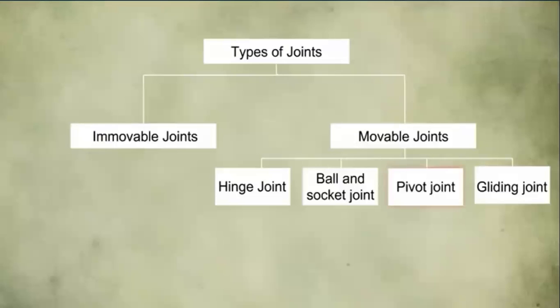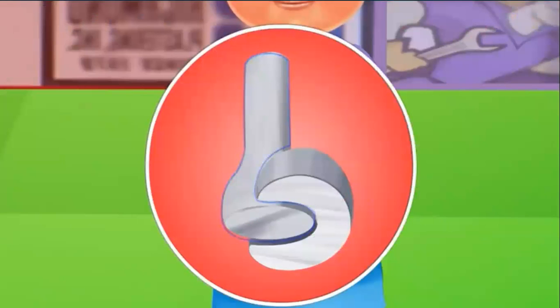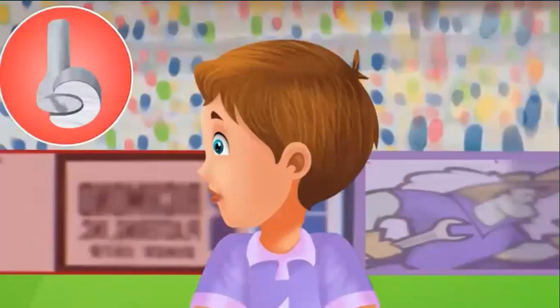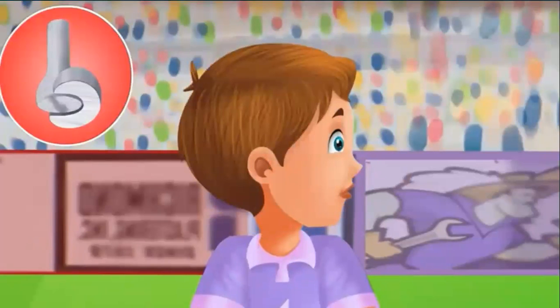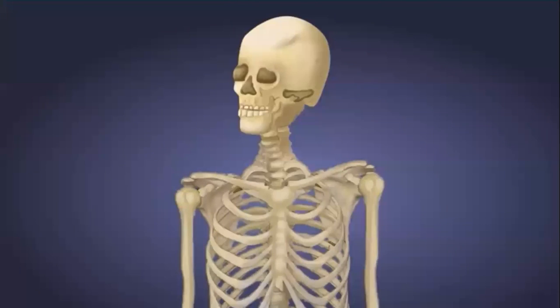Next one we are going to discuss is the pivot joint. Pivot joint is present, just like a mixer. A screw will be there, and a ring-shaped bone, along with another long bone, will be rotating. Look how we are able to turn the neck in both directions. Neck joint is an example of what? Pivot joint.